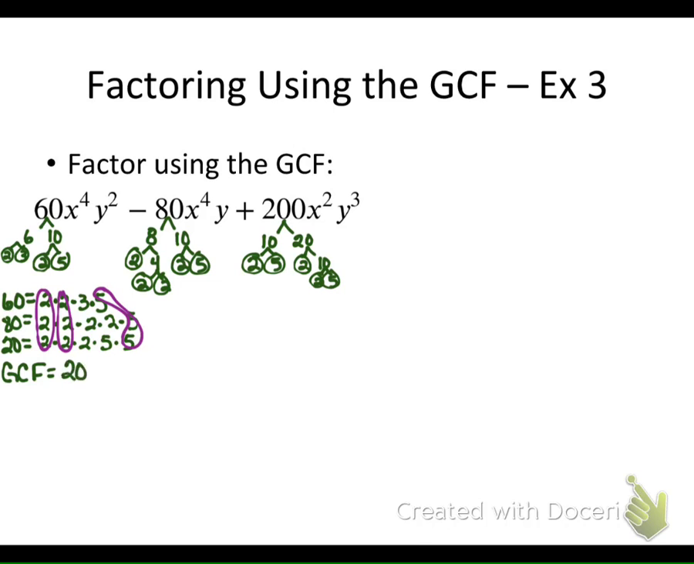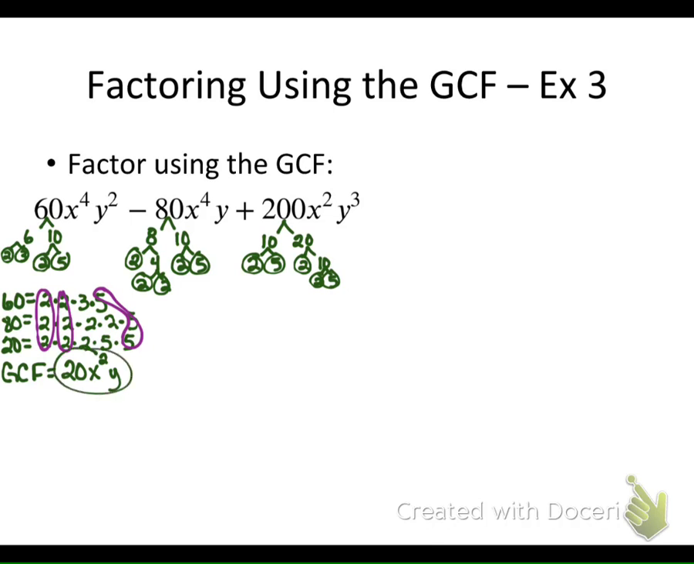Okay, from here then, I have to remember my variables. Do they all have an x? Yep. Okay, which one do I use? The second, because I use the one with the smallest exponent. Do all 3 have a y? Yeah. Which one do I use? The one that doesn't have a number, because the one that doesn't have a number actually means that the exponent is 1. Okay, so my greatest common factor is 2x squared y.